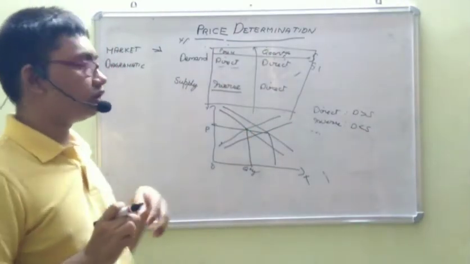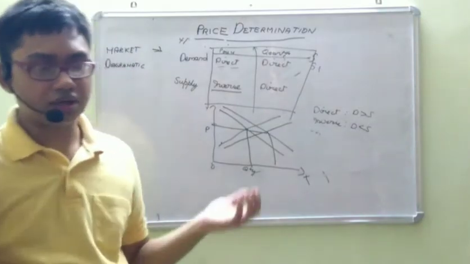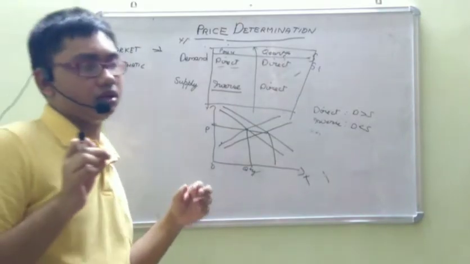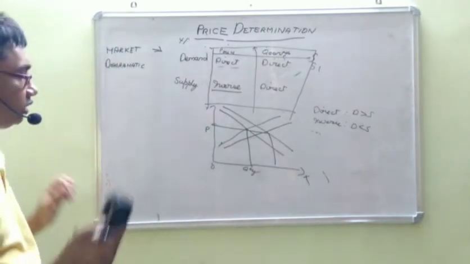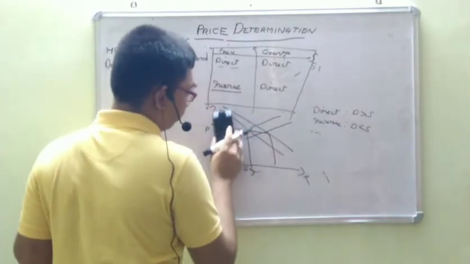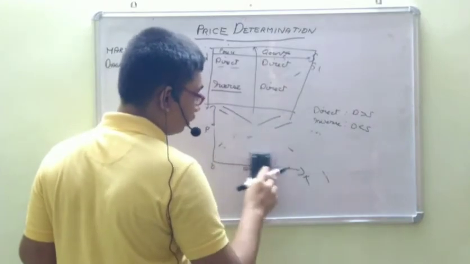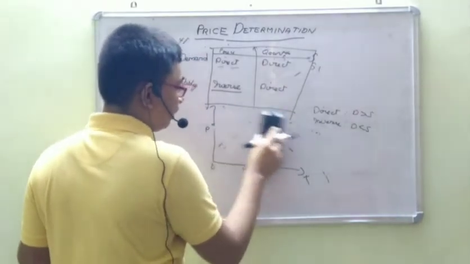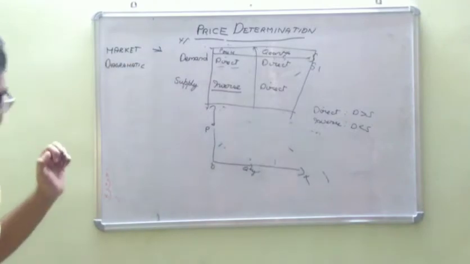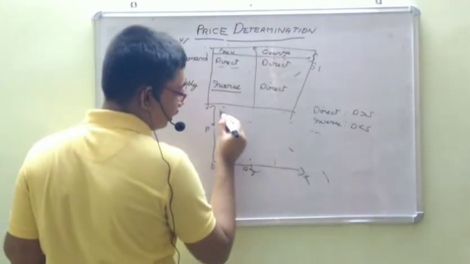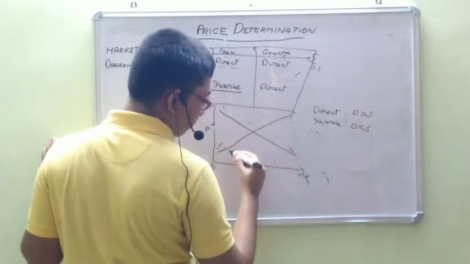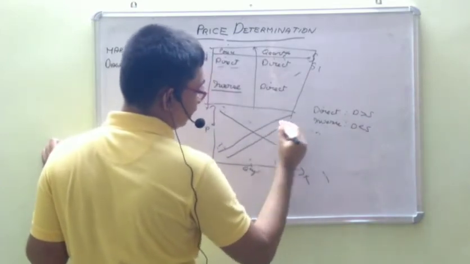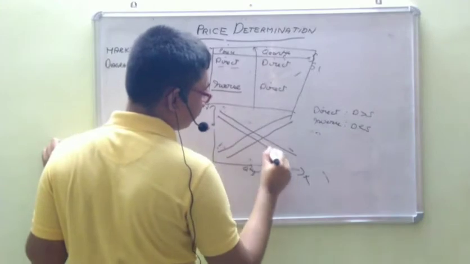But if they are changing in opposite directions, supply is increasing and demand is falling. Think of it, I am just giving you only one example. I am not going to tell each and every case, but we need to know that supply is increasing. This is the initial equilibrium. Supply is increasing and demand is falling.